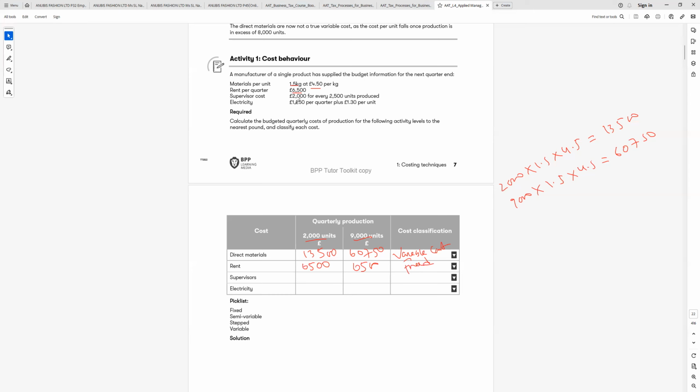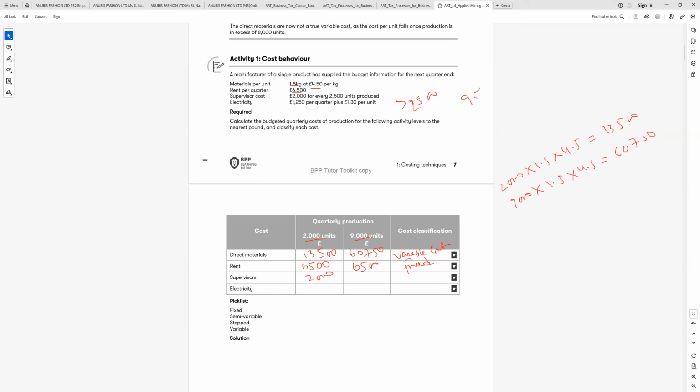Supervisor cost, 2,000 for every 2,500 units. So up to 2,500 units, the cost is fixed, that is 2,000 pounds. Okay, so we need to see how many units we are making. For the first one, obviously we are making 2,000 units. So up to 2,500 units, the cost is fixed, 2,000 pounds. So 2,000 pounds is fine. But when you're making the 9,000 units, we have to break it down.